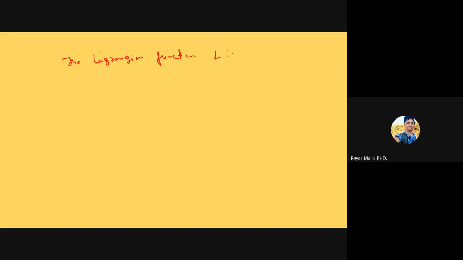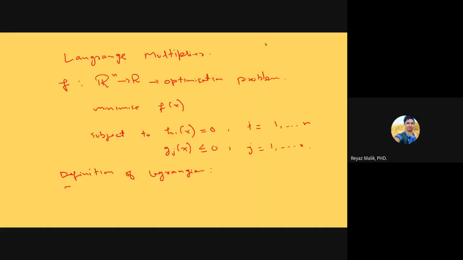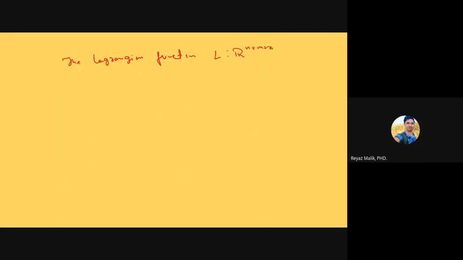L, that R, where we have three parameters n plus m plus r, which n and r here, okay? Where we have the basic function, or objective function, then constraint functions m and r. This Lagrangian function will be the part of the Lagrangian function.